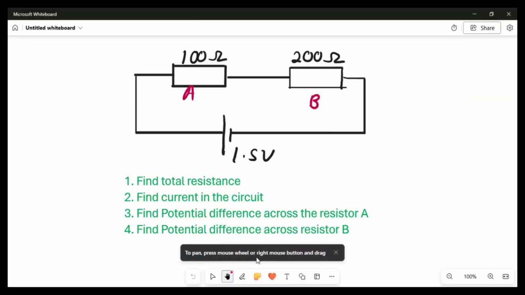In this electric circuit, a 100 ohm resistor, a 200 ohm resistor, and a 1.5 volt cell are connected in series. So the question is like this. First part of the question is to find the total resistance. Next, we are going to find the current flowing in the circuit. Next, we are going to find the potential difference across the resistor A. And finally, we are going to find the potential difference across the resistor B. So we shall move to the first part of the question.